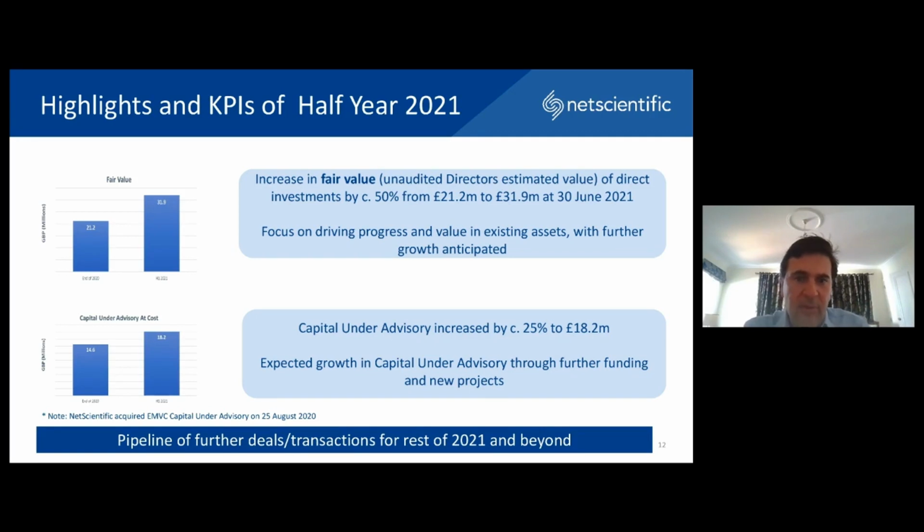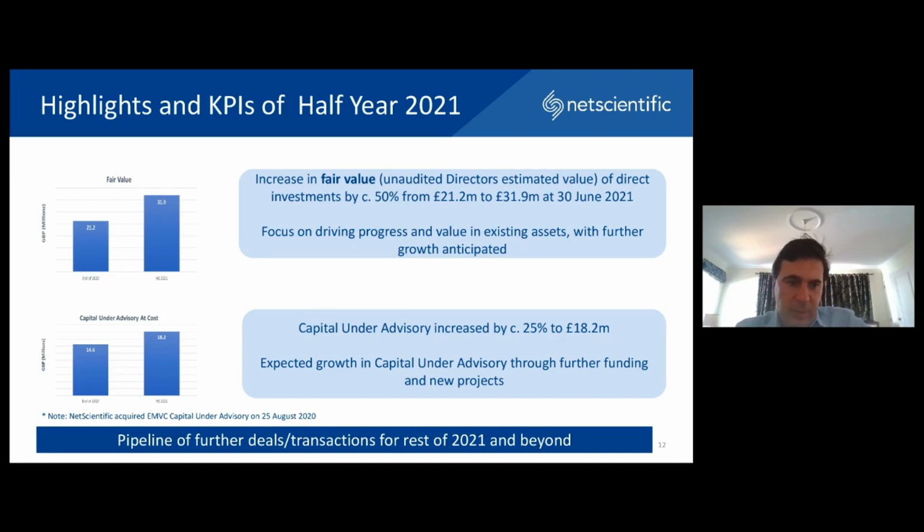Even so, fair value has increased by 50% from the end of the year to the 30th of June, going from 21 million to 31.9 million. Most of that has been due to the increase in the PDS value and our share of that. But as I mentioned, there is a lot more happening underneath that. So we expect that fair value will continue to grow at a brisk pace, driven through the other developments in the rest of our portfolio and new additions to the portfolio.